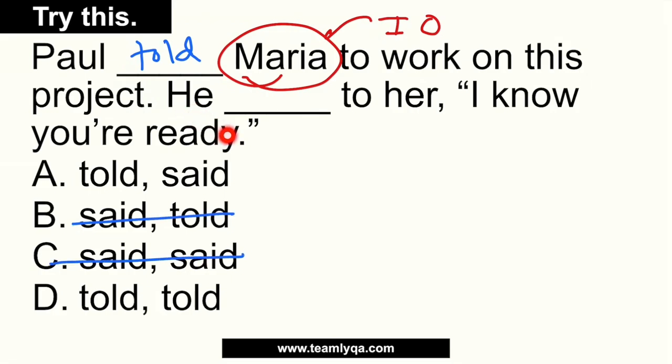Next. He blanked to her, I know you're ready. Again, this is a statement. Okay? Tapos, ang sumusunod na salita dun sa blank ay to. So, kung to ang kasunod na salita, that means this word right here has to be said. Okay? So, he said to her, I know you're ready. The answer would be A. Okay? So, that's how you break it down.